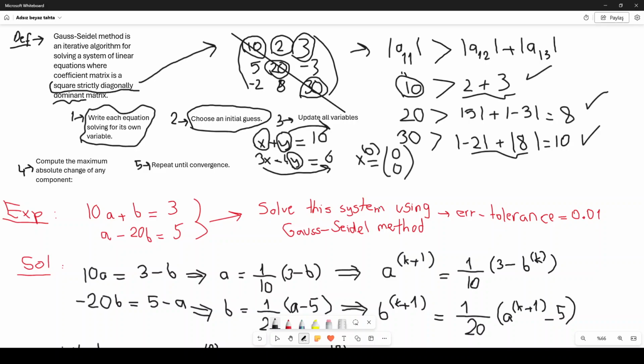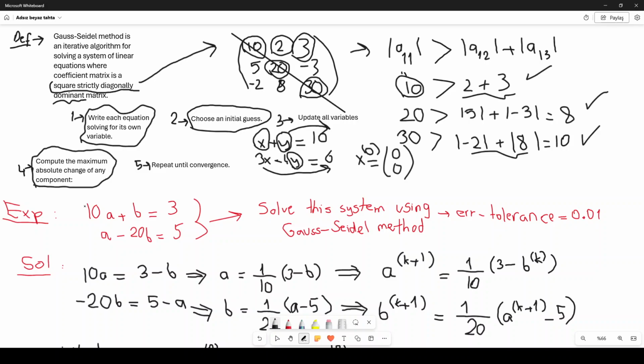So we don't wait for the next iteration to come. In other words, as a new value is evaluated, we just plug this value in the same iteration. And the fourth and fifth steps are the same as we did in the Jacobi method.